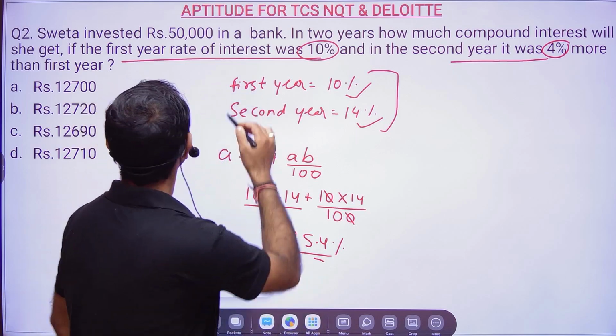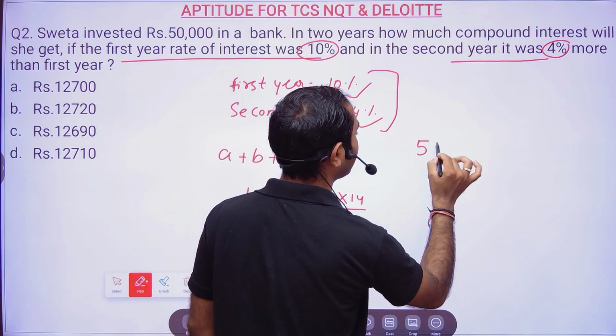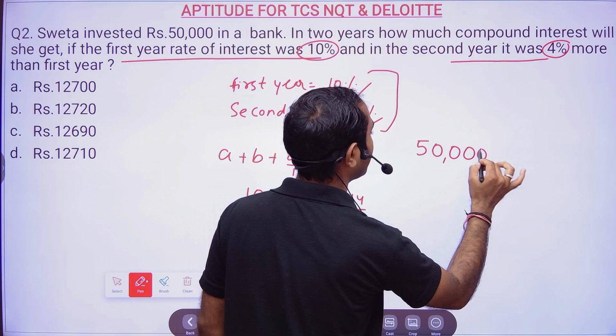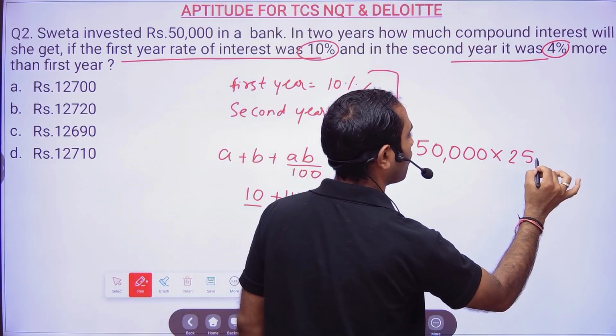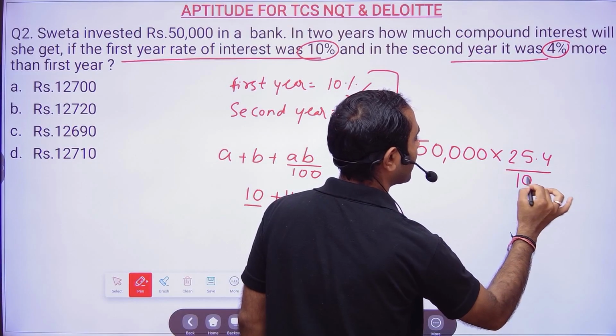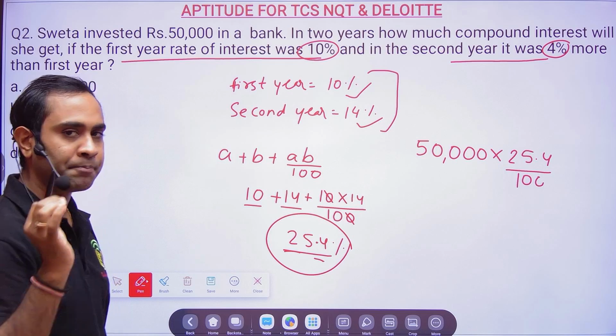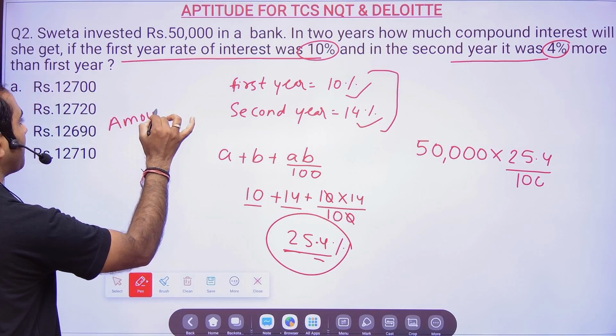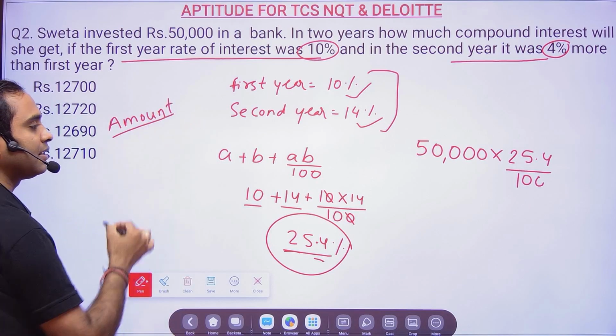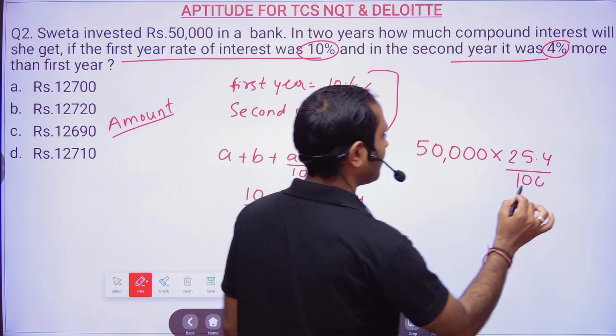Now how much money did she invest? 50,000, and the cumulative percentage is 25.4. Here we need to calculate compound interest. In the same question, if they had asked you to calculate the amount, then the problem would have been a little different. That also we will try to understand.